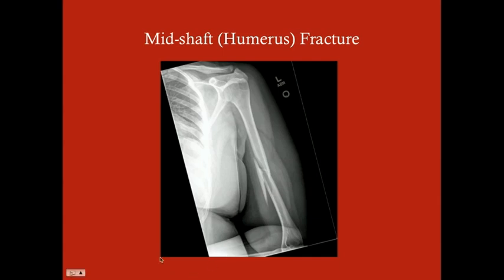And here's another one. This would probably need open reduction and internal fixation, because as you can see here, the bone, the humerus, is in 3 pieces. And so this would be a very difficult fracture to reduce externally, just because you have multiple pieces.